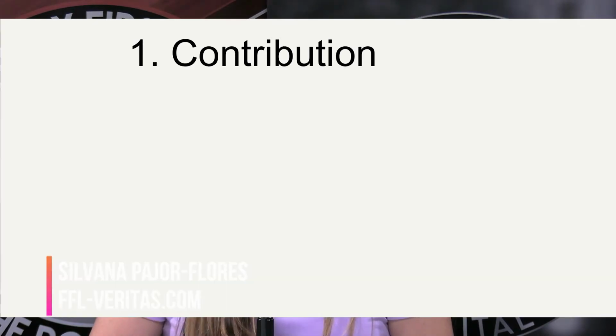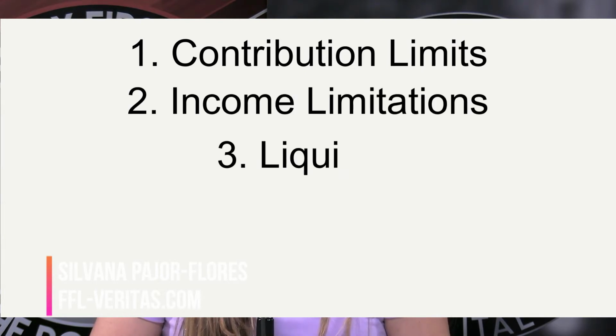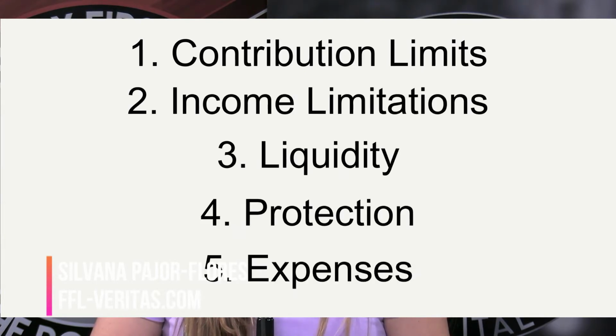So again, we're going to be comparing a Roth IRA to an IUL, which is also known as the rich people's Roth. So what are those 5 different criteria? We are going to look at contribution limits for both of them. We're going to look at income limitations, liquidity, protection, and expenses.